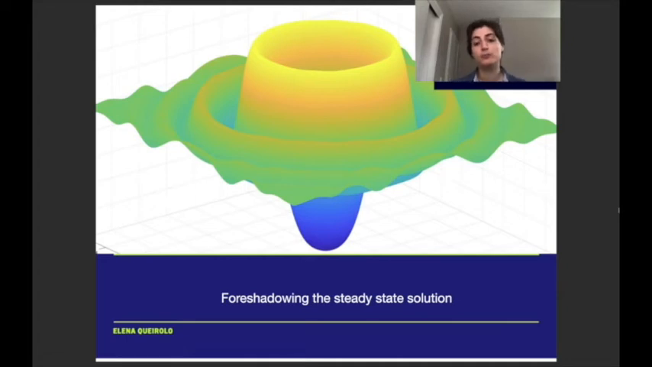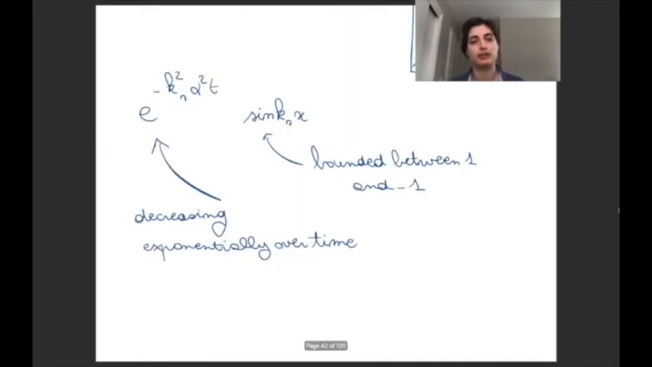Let's say a warm-up word about the steady state solution. We're going to be talking about it in more depth further on, but let's first have a little bit of foreshadowing of what we will be talking about.